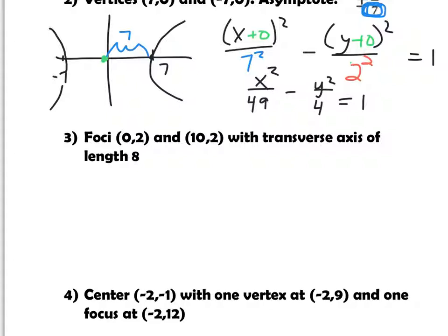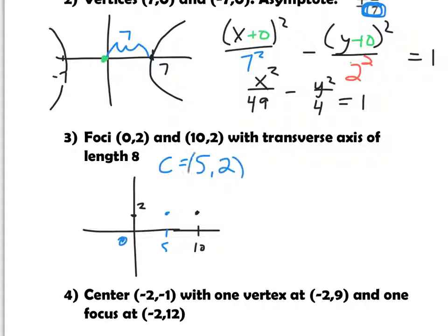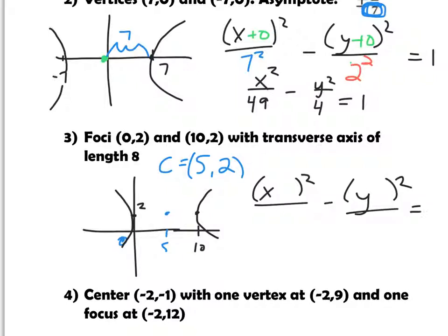Now we have foci at 0, 2 and 10, 2. Okay, so if my foci are there, it means my center needs to be exactly in between those. So exactly between 0 and 10 is going to be 5. So my center is 5, 2. And that means everything is changing horizontally, so this is another horizontal hyperbola. So x squared over something, y squared over something equals 1.